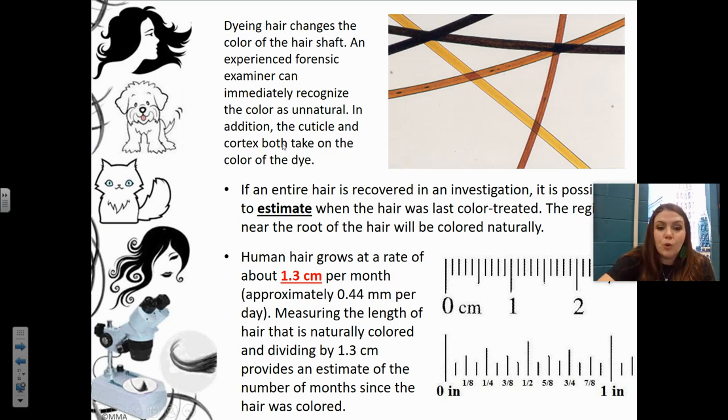In addition, the cuticle and cortex may take on the color of the dye, which normally the cuticle, which is the outside of the hair, should be transparent, should be clear. But if you've dyed it, it might stain your cuticle. So that would be kind of a bigger giveaway.